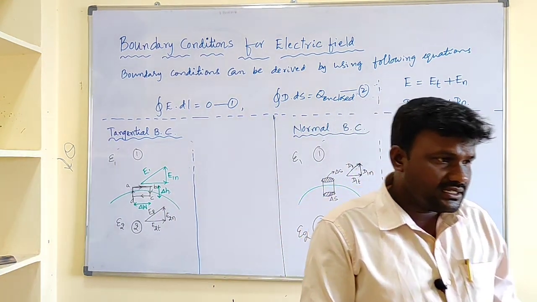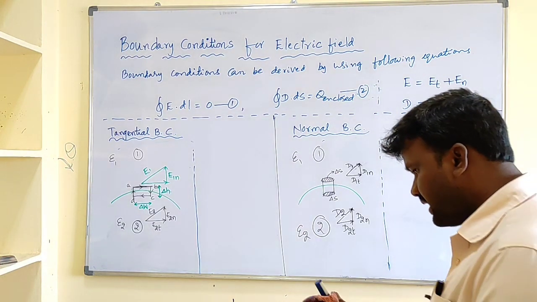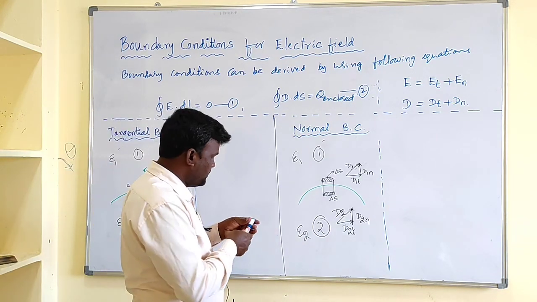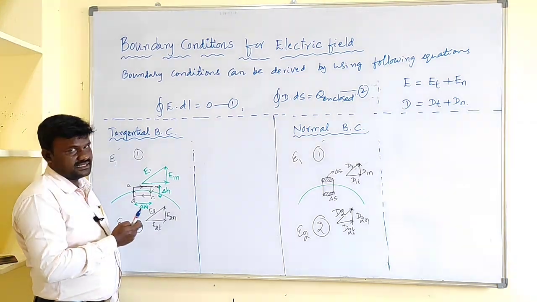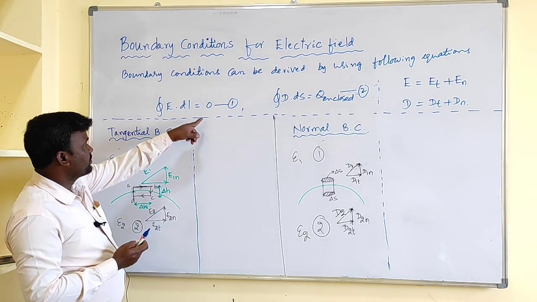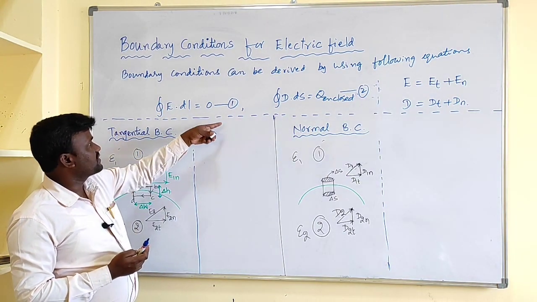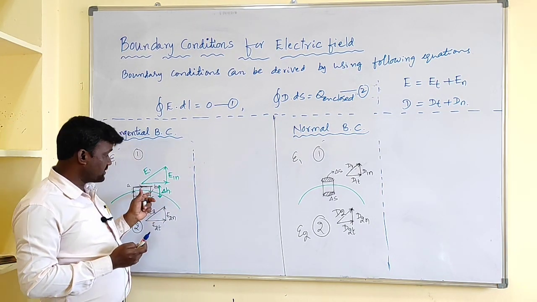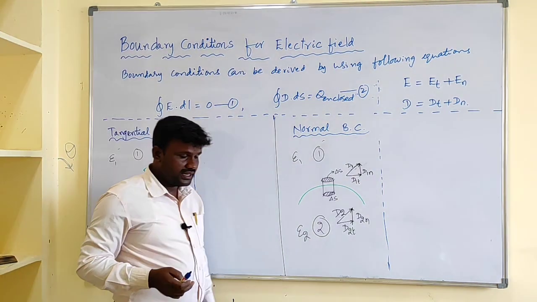What are the boundary conditions? Boundary conditions are nothing but the conditions derived at the boundary. What is meant by boundary? Boundary is an interface that separates medium 1 and medium 2 like this. To derive boundary conditions, we will use equation 1 and equation 2. Basically, these equations are helpful to derive the electric field boundary conditions. The electric field satisfies some conditions at an interface. Those equations are known as the boundary conditions.